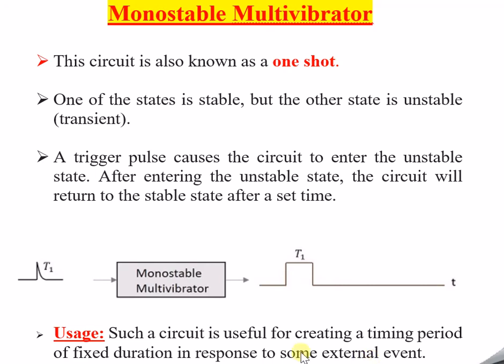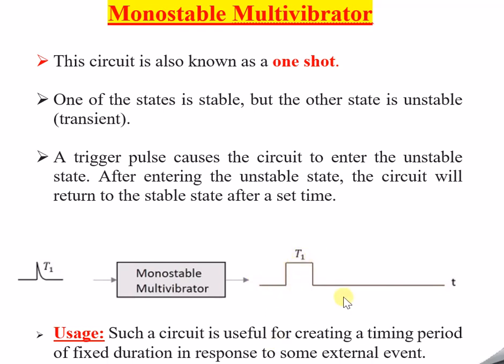So such a circuit is useful for creating a timing period. See, now for t1 I have given some time. Based on that, I am measuring some time period here. From this point, as I'm highlighting now, please watch this, to this point, I can measure. Until this fixed duration only the output will be unstable. That means I can measure this much time. So that is why we say creating a timing period of fixed duration. This is fixed duration, right?